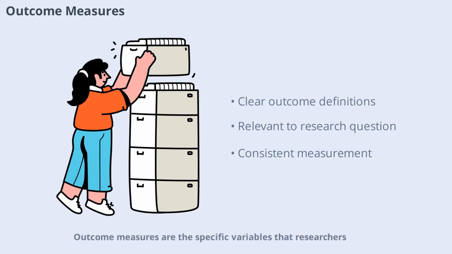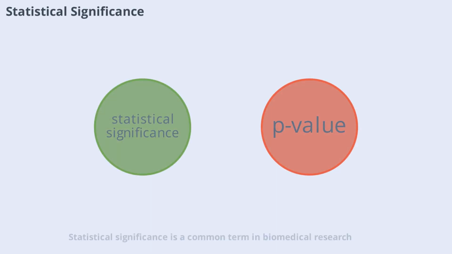Outcome measures are the specific variables that researchers use to assess the effects of an intervention. These can include clinical outcomes, laboratory results, or patient-reported measures. It's important to determine whether the outcomes are clearly defined, relevant, and measured consistently. Vague or poorly chosen outcomes can weaken the study's conclusions and make it harder to apply the findings to real-world situations.